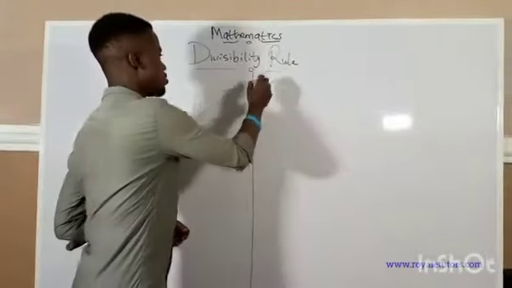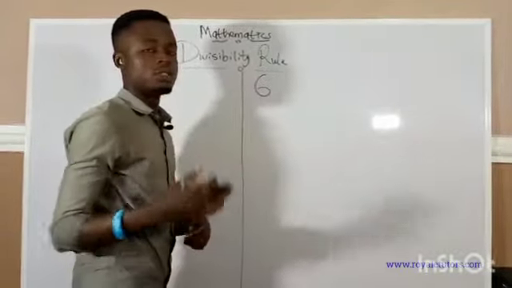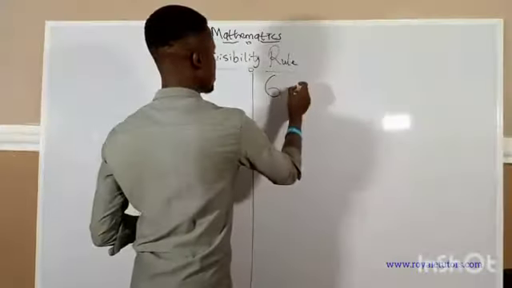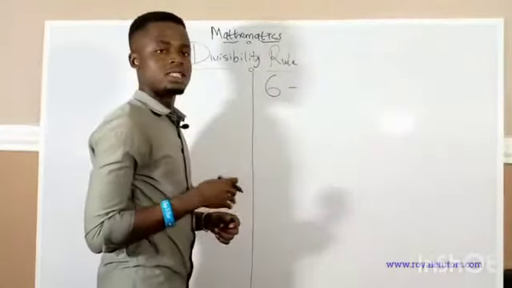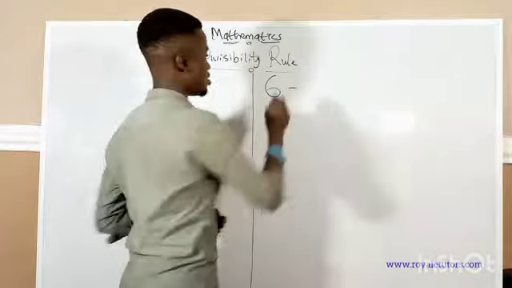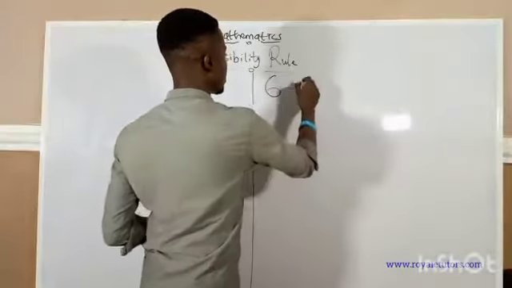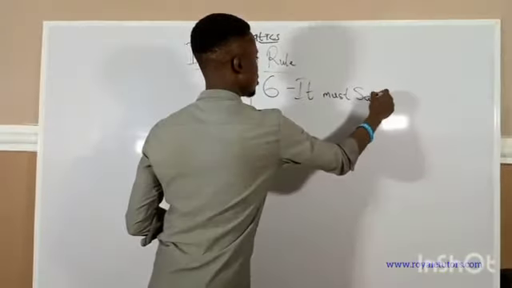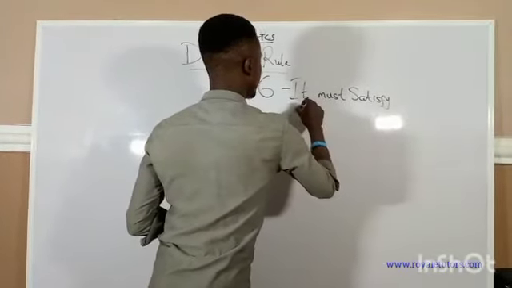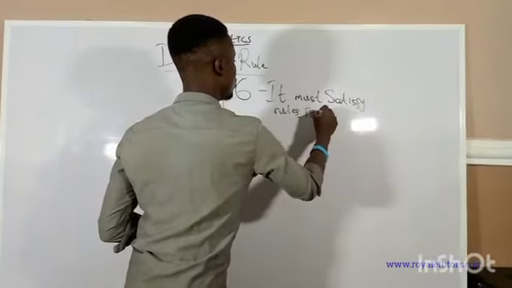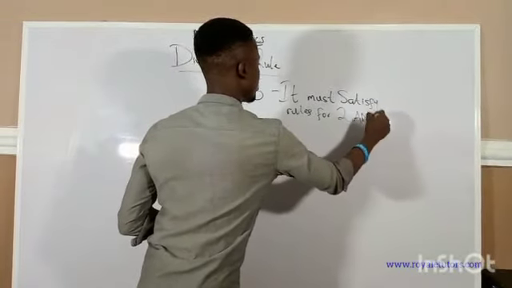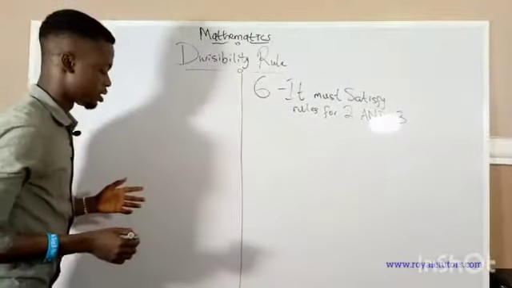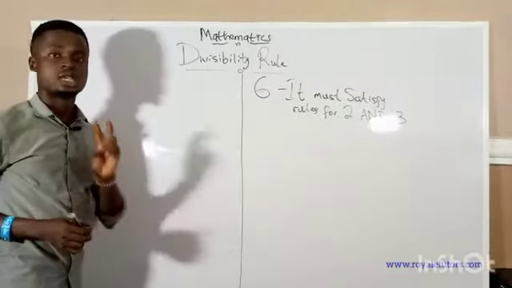When you want to check for divisibility of a number by 6, how to know if a number is divisible by 6, all you need to test for is the divisibility of that number by 2 and 3. That is, it must satisfy the rules for 2 and 3. So I wrote the "and" in capital letters because it is very important. It's not just for 2, it's not just for 3, it must satisfy for the 2 of them.